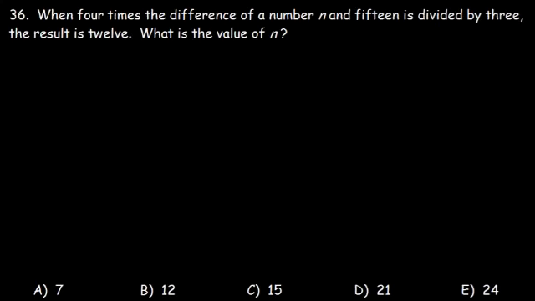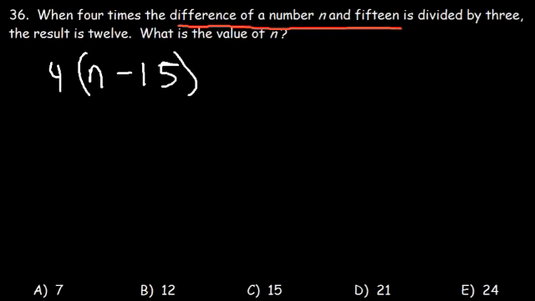36. When 4 times the difference of a number n and 15 is divided by 3, the result is 12. What is the value of n? So let's turn the sentence into an equation. So 4 times the difference of a number n and 15. Let's focus on that part. The difference between n and 15 is simply n minus 15. And it says 4 times the difference, so it will be 4 times n minus 15 in parentheses.